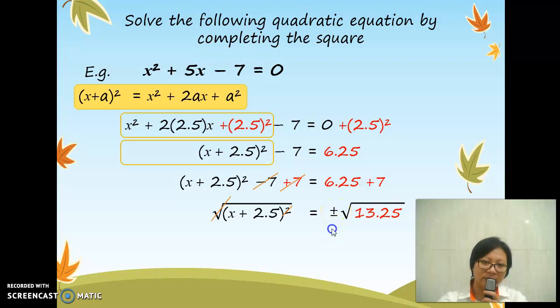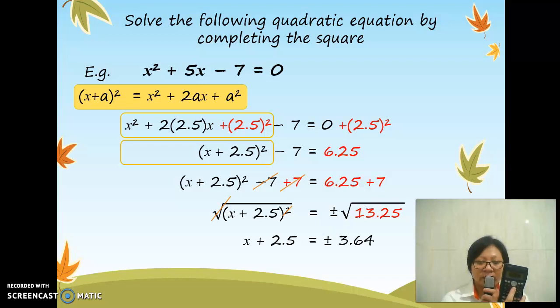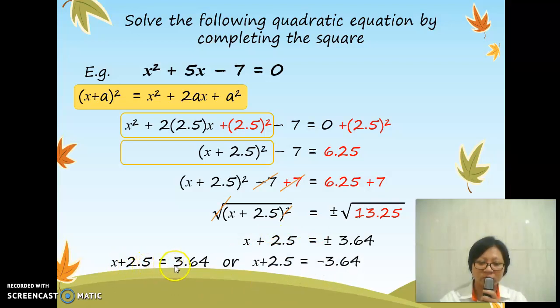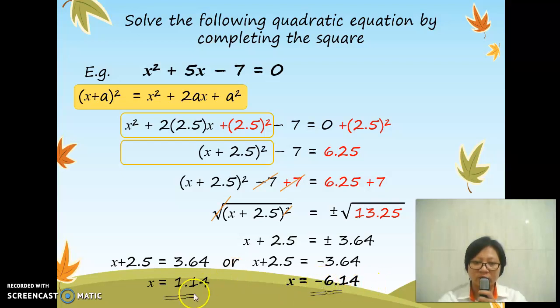Using your calculator to find the square root of 13.25, you get 3.64, as you can see, and then split the equation into x plus 2.5 is equal to 3.64, or x plus 2.5 is equal to negative 3.64. And then using the balance method to find the solution, x is equal to 1.14, or x is equal to minus 6.14. Don't forget to underline your final answer twice.